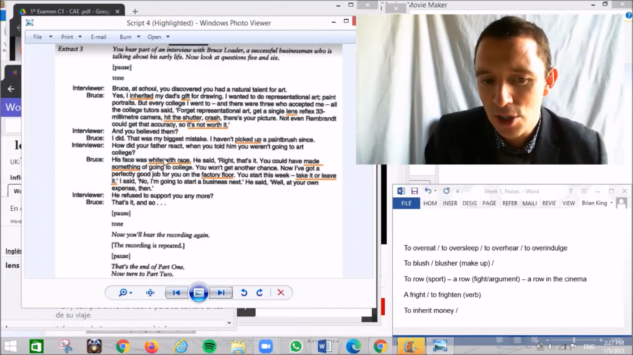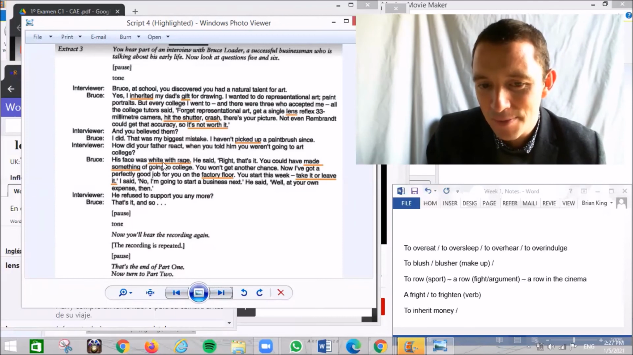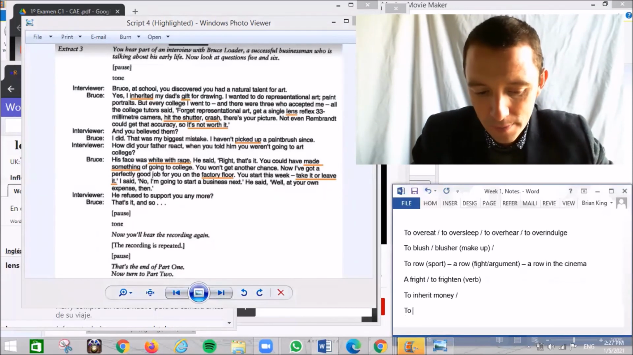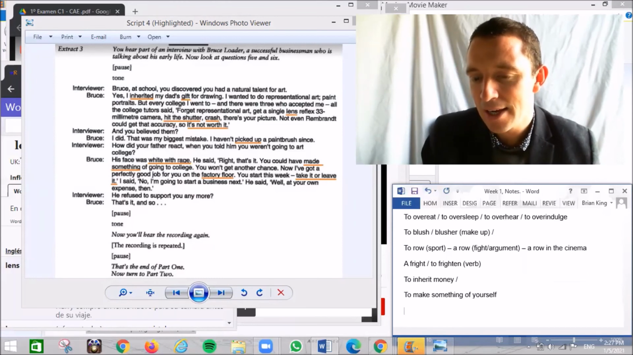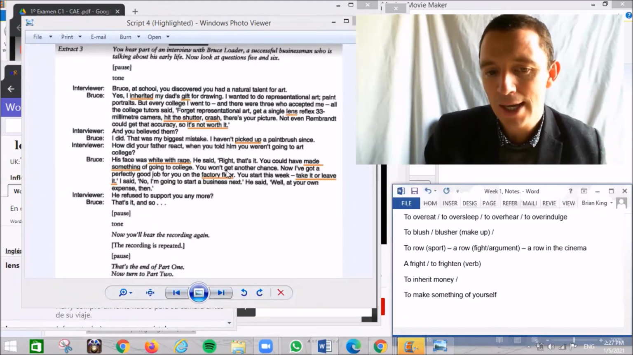White with rage is good expression. Blanco con rabia. So very, very angry. It's not typical, but that's the translation. To make something of yourself is an expression. Make something of yourself is to be very good, or to do something positive with your career, or to do something positive with your life, I suppose.